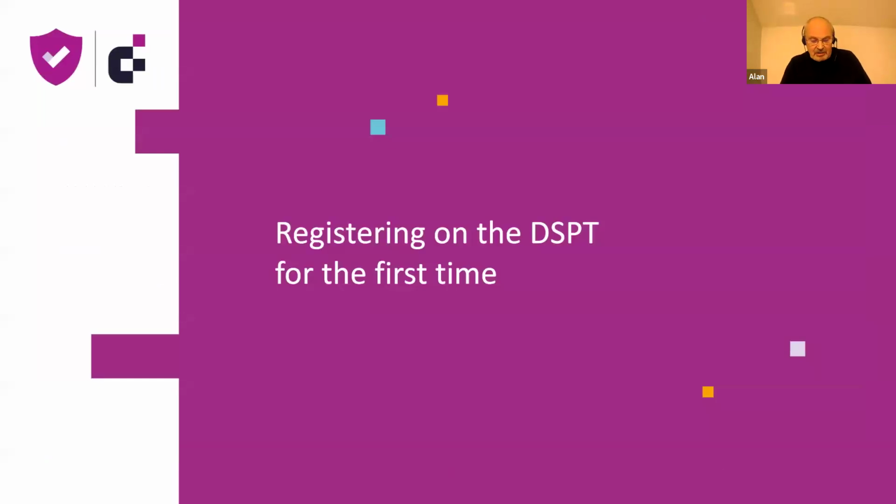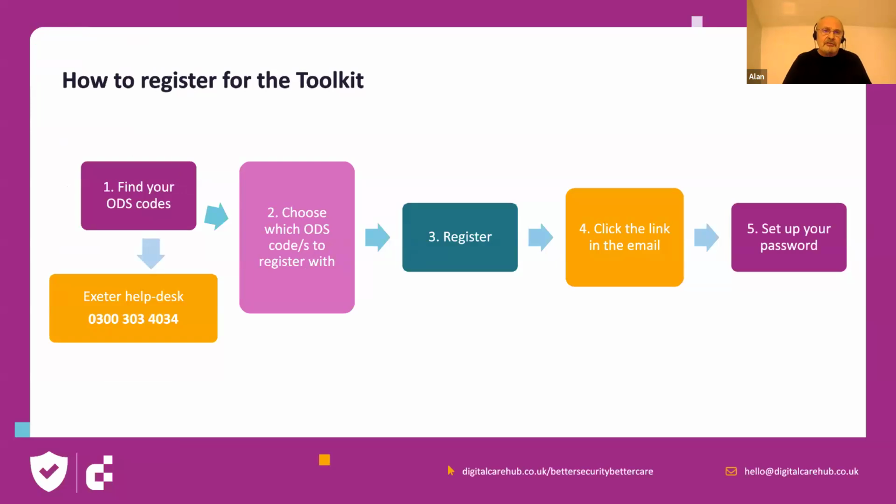Let's have a look at how you actually go about it. And as I said, when we looked at the diagram, the first thing you need to do is to register. So how do you go about registering? Well, the first thing you need to do is to find your ODS code. Your ODS code is a code that's allocated by the NHS. It's Organisation Data Service Code, and basically it's a unique identifier for your organisation and your location. So every provider will have at least 2 ODS codes. So you will need to choose which ODS code to register with, and I'll talk more about that shortly.